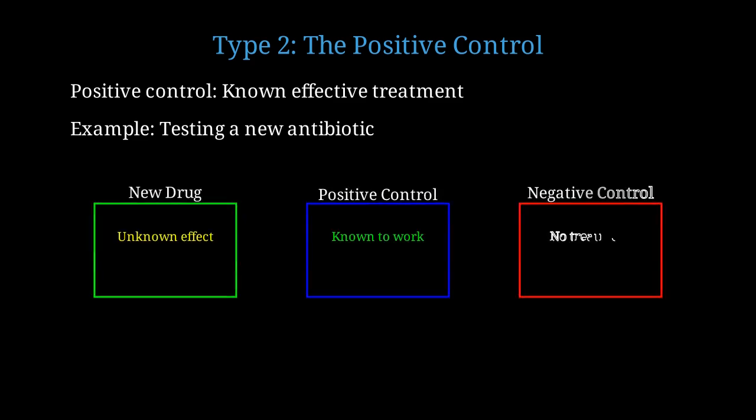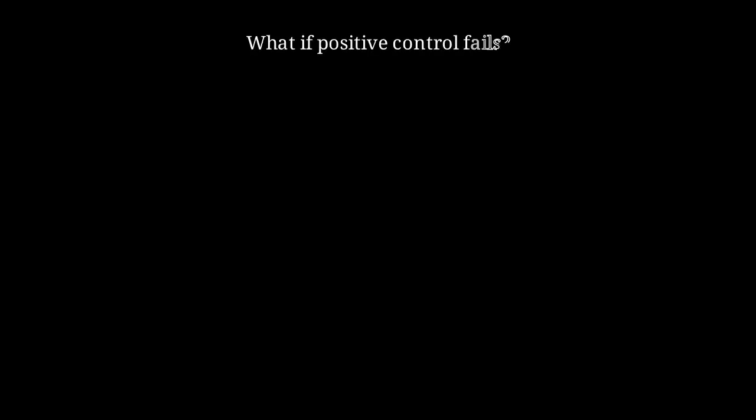Here's how all three groups compare. The new drug is your experimental group, the positive control should definitely work, and the negative control should show minimal effect. Here's why positive controls matter. If your positive control doesn't work, something is wrong with your experimental setup. Maybe the bacteria were already dead, or your measurement technique is faulty. If the positive control fails, the entire experiment is invalid. You cannot trust any of your results because the system wasn't working properly.